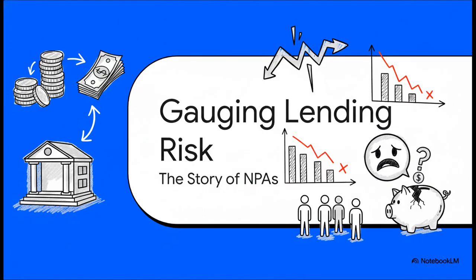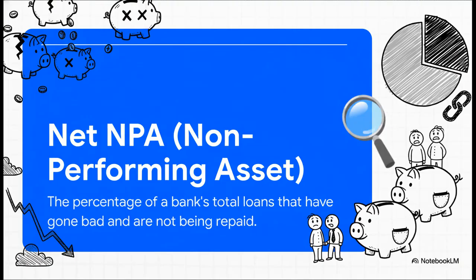Okay, so now we know how to check the cost of a bank's funding. The next logical question is, what do they do with that money? Well, they lend it out. And that, my friends, is where we find the single biggest risk in the entire banking business. Let's talk about NPAs. NPA stands for non-performing asset. But really, all you need to know is it means a bad loan, a loan that's not being paid back.